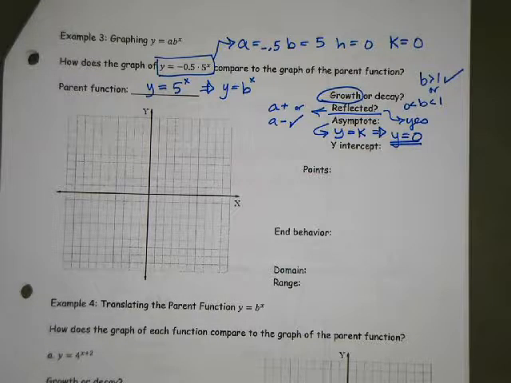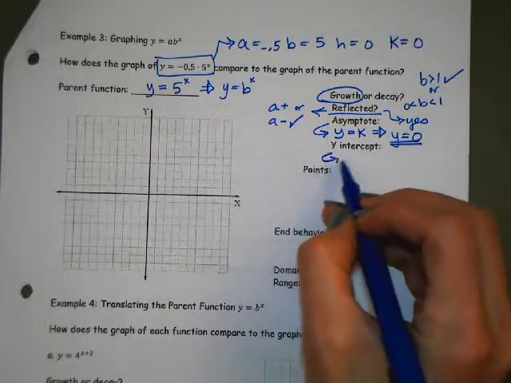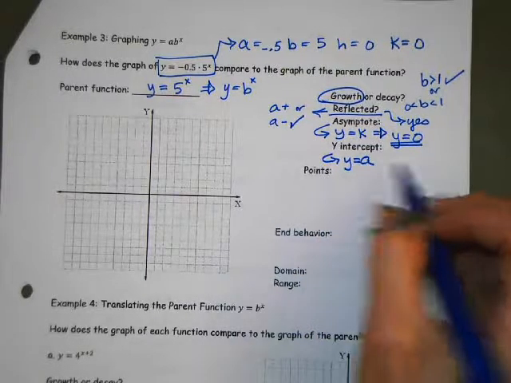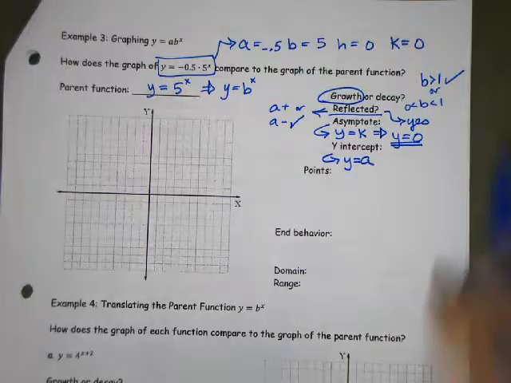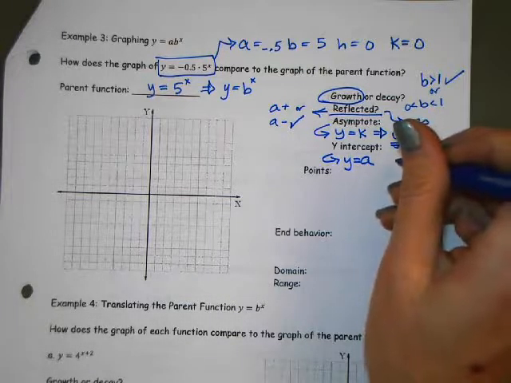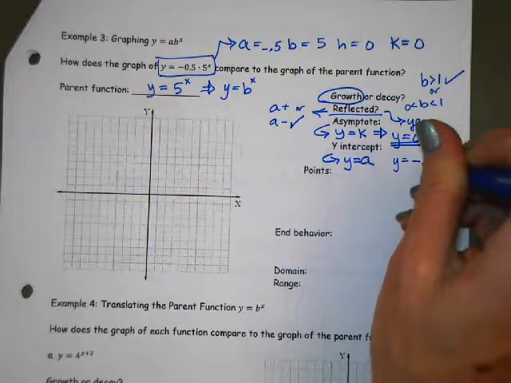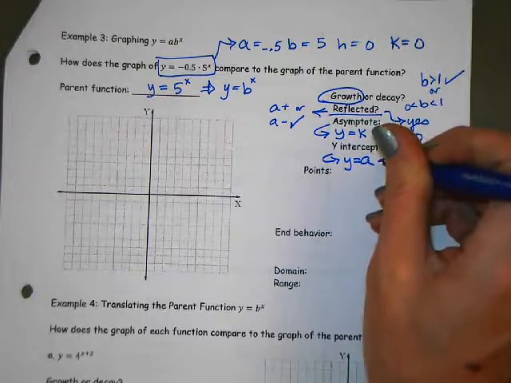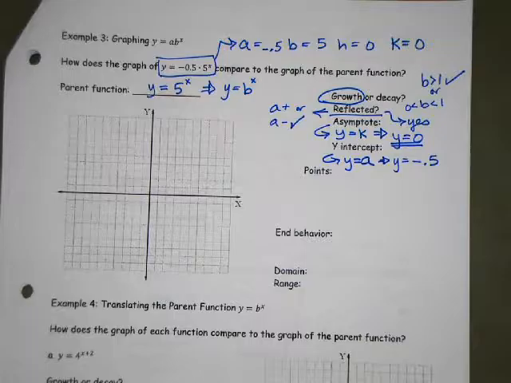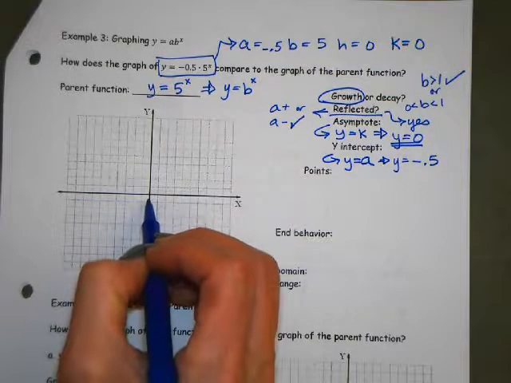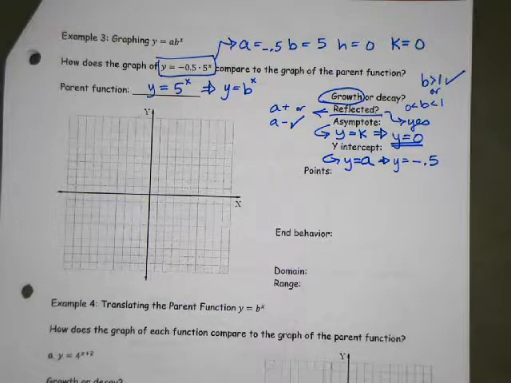Okay? What's my y-intercept? Y equals a, so therefore, y equals negative 0.5. The y-intercept, meaning it's going to cross this line at negative 0.5, which is like right there. Does that make sense? Okay?